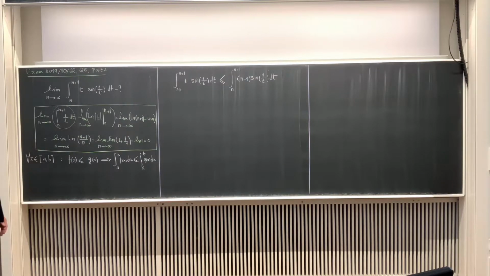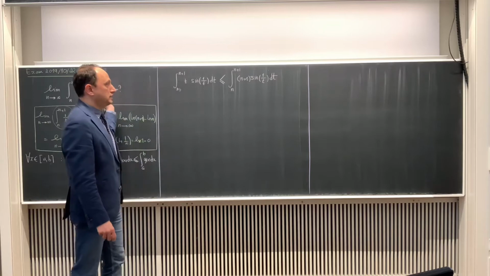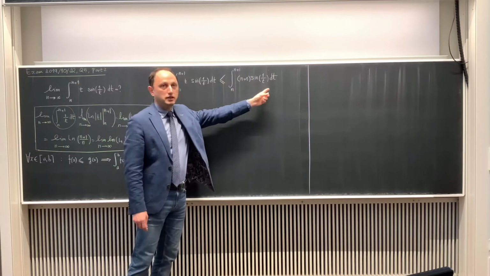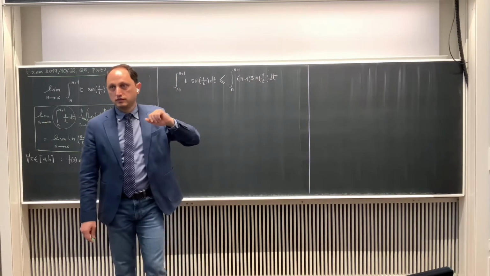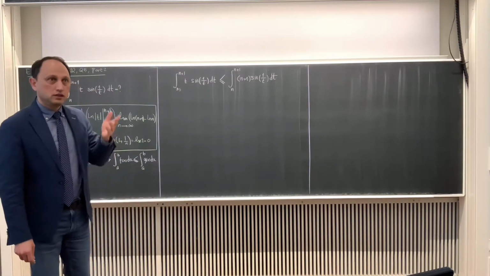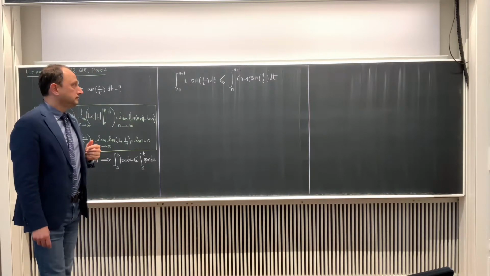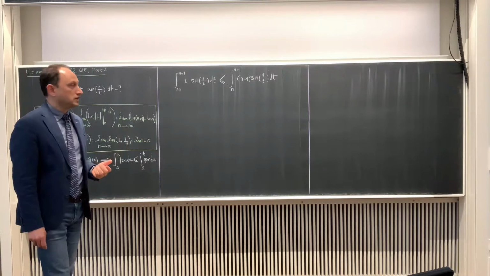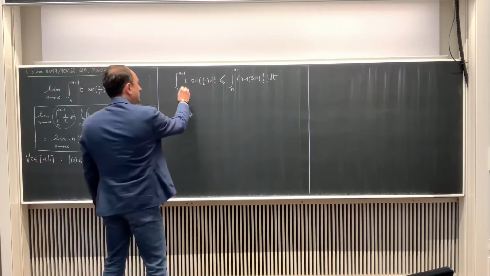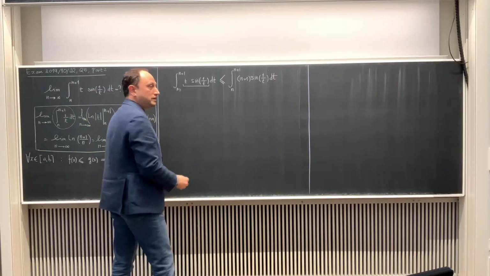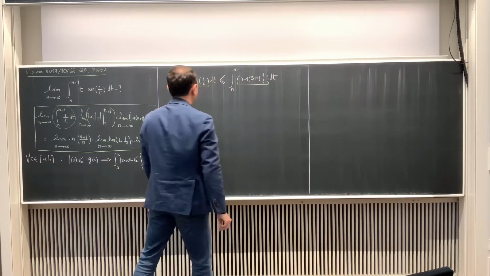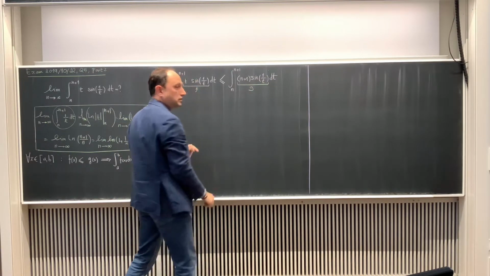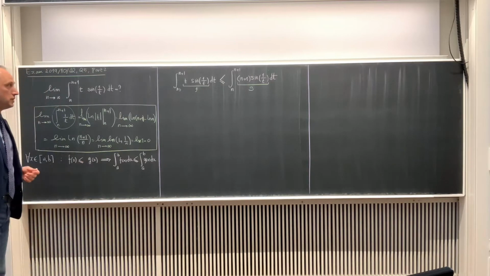I am claiming that this integral, which is given in the problem, is at most equal to this integral that I just wrote myself. Why is that the case? Compare this function with this function that I have written here. Give the role of f to this function, give the role of g to this function. Which one is bigger than the other one?